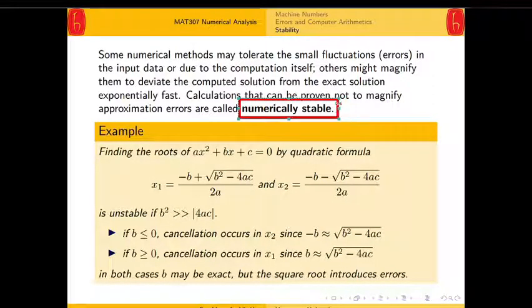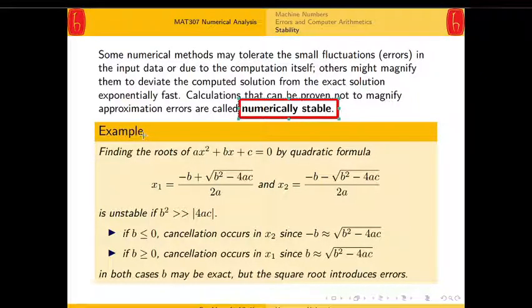Calculations that can be proven not to magnify approximation errors are called numerically stable. If a method does not disturb itself too much from small fluctuations, then we call it numerically stable. And if it is disturbed and diverges from the exact solution, then we say that the method is unstable.